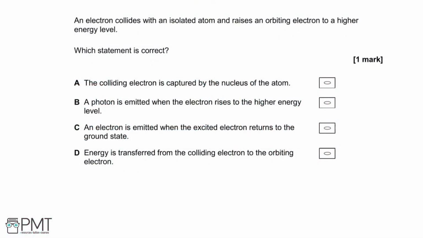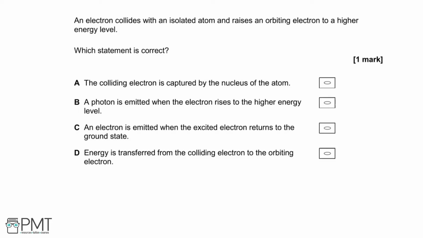An electron collides with an isolated atom and raises an orbiting electron to a higher energy level. Which statement is correct? The colliding electron is captured by the nucleus of the atom. A photon is emitted when the electron rises to the higher energy level. An electron is emitted when the excited electron returns to the ground state. Or energy is transferred from the colliding electron to the orbiting electron.